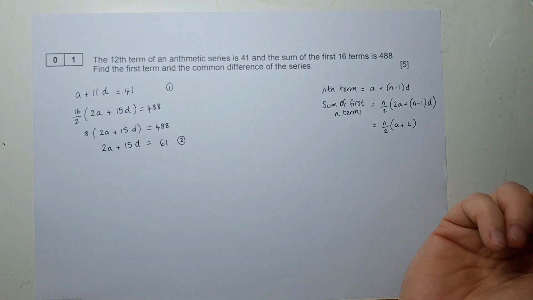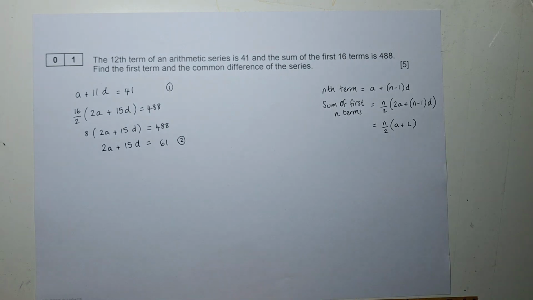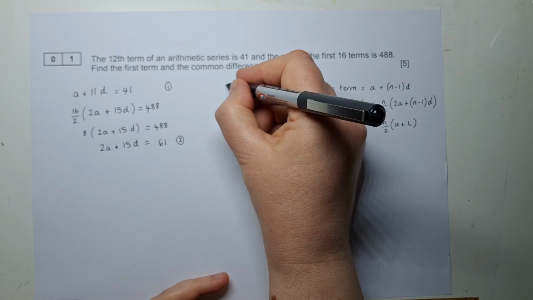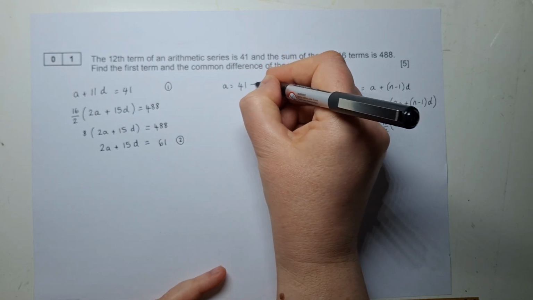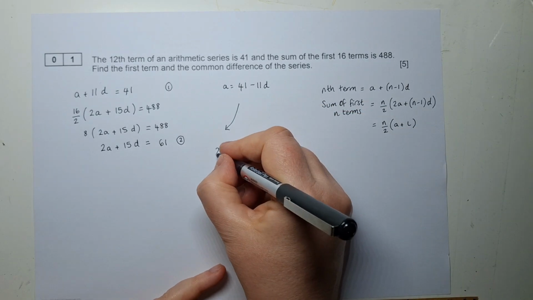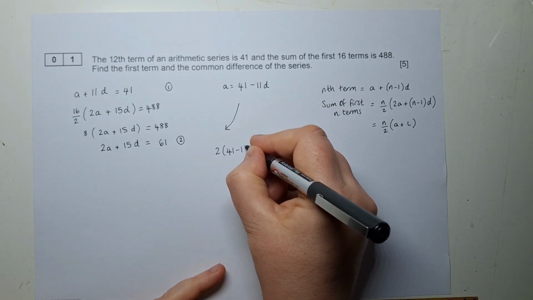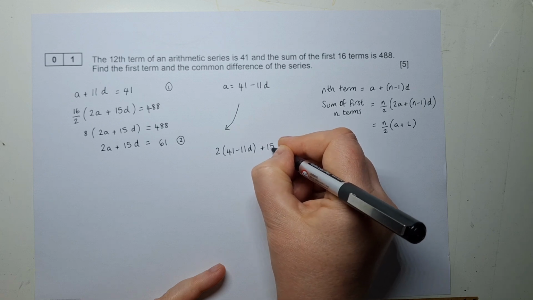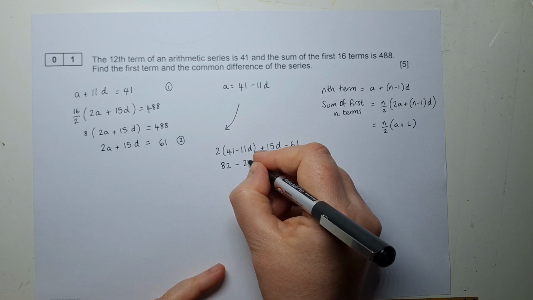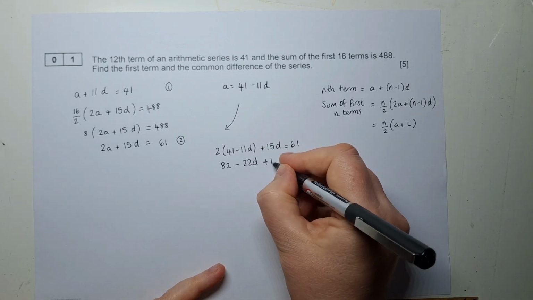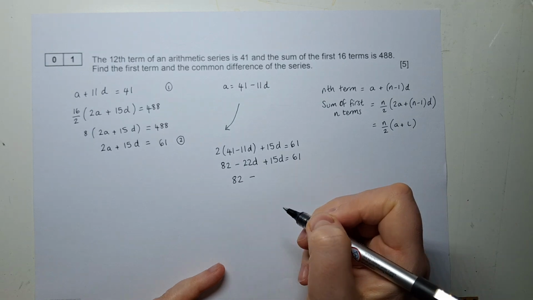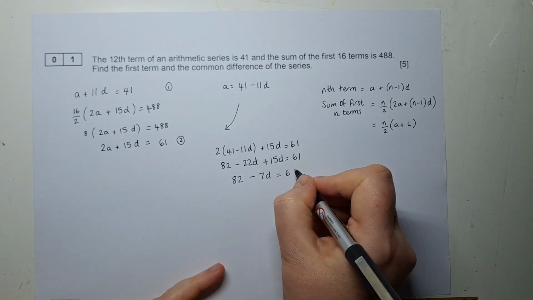At this point, it's up to you how you carry on. I often will rearrange if I can see one letter on its own that I can make the subject. So I could say a is 41 minus 11d and substitute that into the other equation. So I'll get two lots of 41 minus 11d, add 15d equals 61. Two 41s are 82. So multiply out that bracket. So that gives me 82 take away 7d is 61.